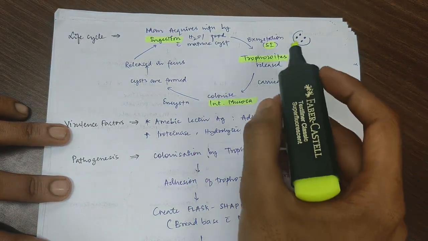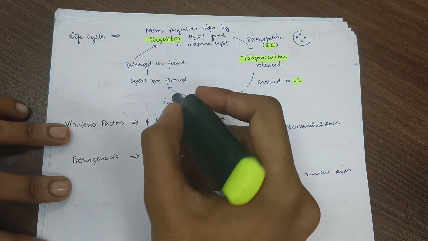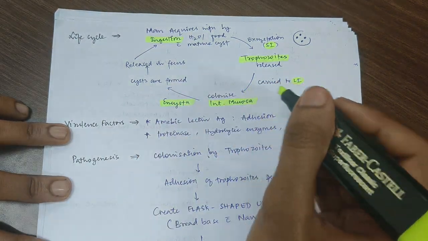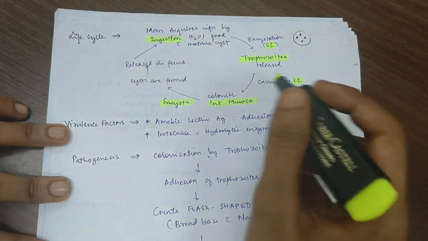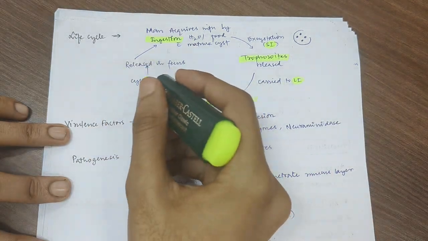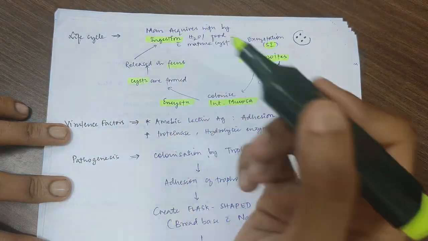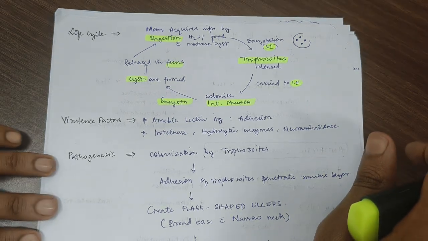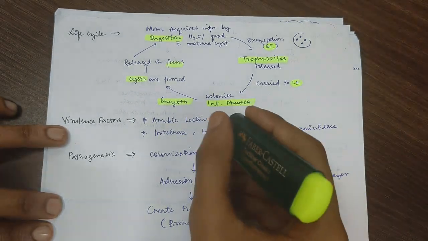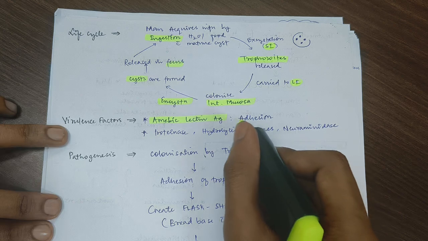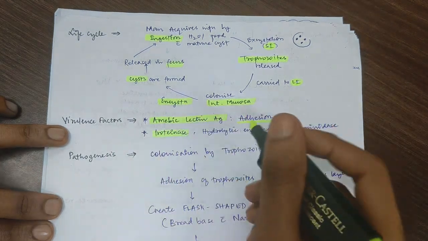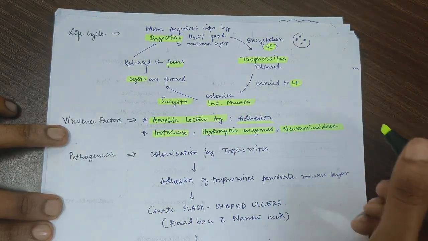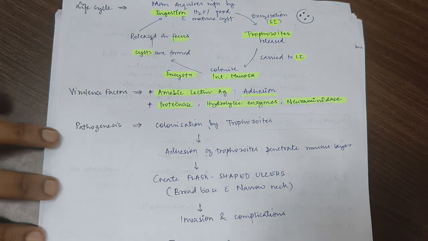Later you're going to see encystation. After encystation, the cysts are formed and released in the feces, and they are again ingested. Virulence factors of intestinal amebiasis: you're going to see the amebic lectin antigen that leads to adhesion. Then proteinase, hydrolytic enzymes and neuraminidase are the things you're going to see.